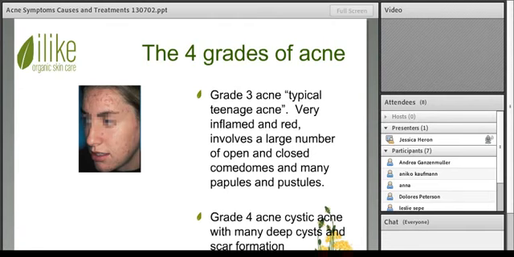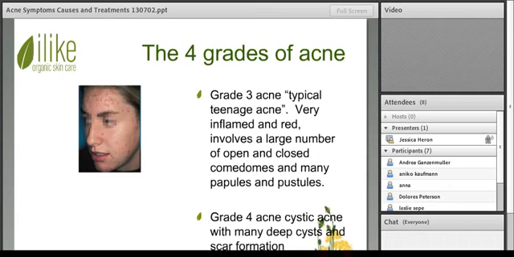Grade 3 usually involves other body areas like your chest, your neck, your upper back, as well as the face, and the chance of scarring becomes even higher as the infection spreads and becomes even deeper. A dermatologist should treat acne at this stage. Grade 3 acne is usually treated with both topical and systemic therapies available only by prescription. If left untreated, grade 3 acne may progress to grade 4.